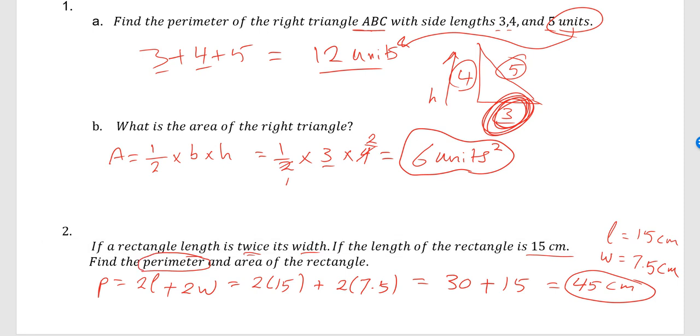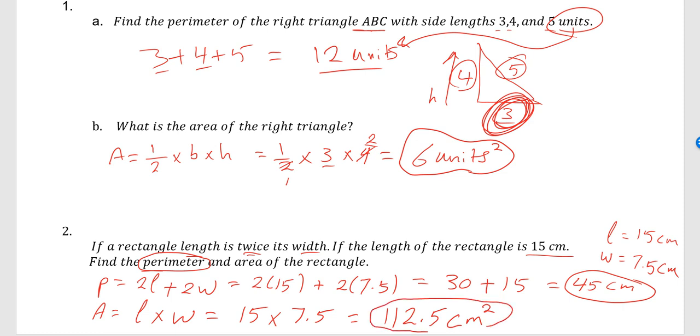That is the perimeter. Now for the area of a rectangle, you simply have length times width, which in this case is 15 times 7.5. Let me just pull out a calculator. So 15 times 7.5 is 112.5 centimeters squared.